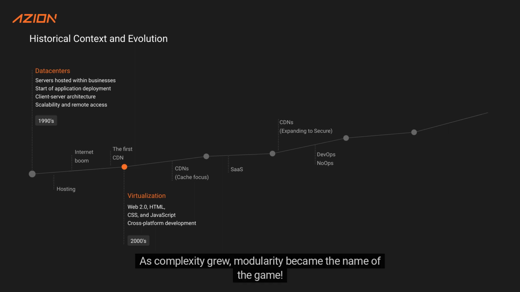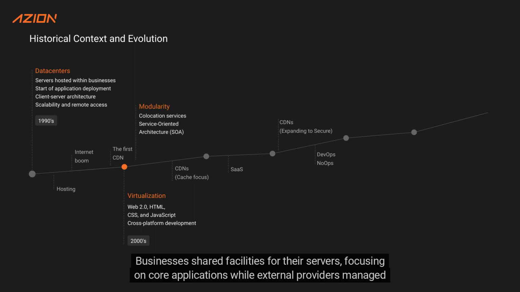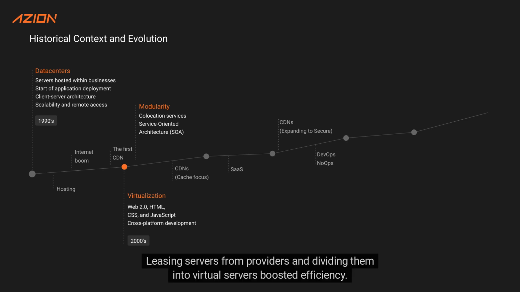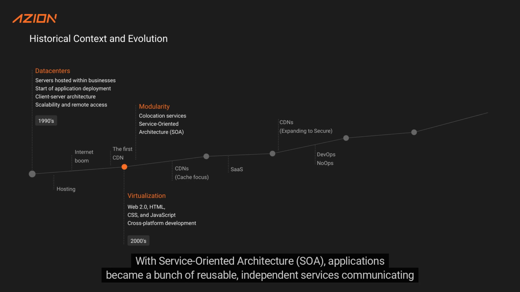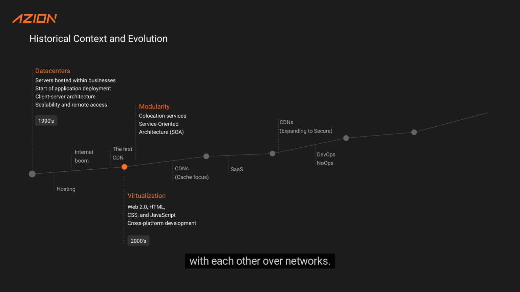As complexity grew, modularity became the name of the game. Businesses shared facilities for their servers, focusing on core applications while external providers managed infrastructure. Leasing servers from providers and dividing them into virtual servers boosted efficiency. With service-oriented architecture, SOA, applications became a bunch of reusable, independent services communicating with each other over networks. It was all about encapsulating functionalities and expanding possibilities.